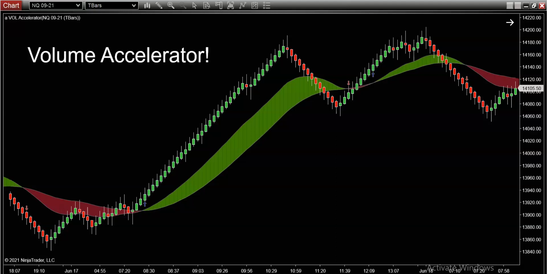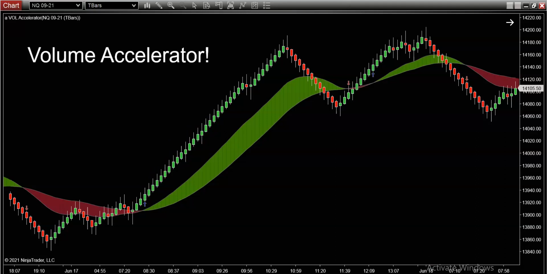Makes sense? So let me tell you why I've given this thing a name called the volume accelerator. All right? What I've been able to do is on my proprietary T-bar charts, which is the bars you see here in front of you, these proprietary clean T-bar charts, okay, what I've been able to do is capture and analyze the volume on every single one of these bars.